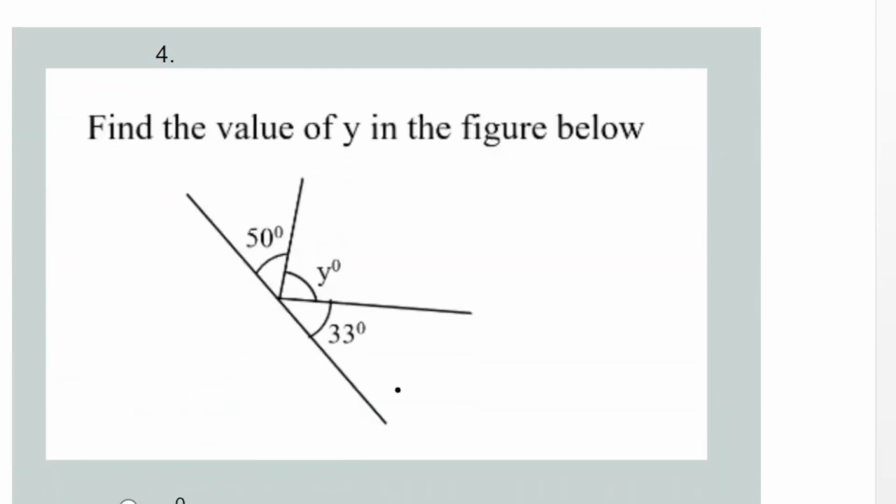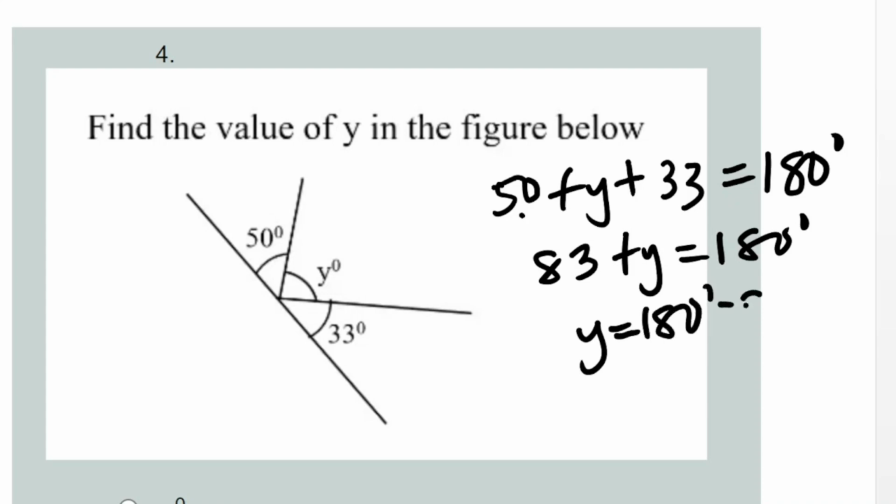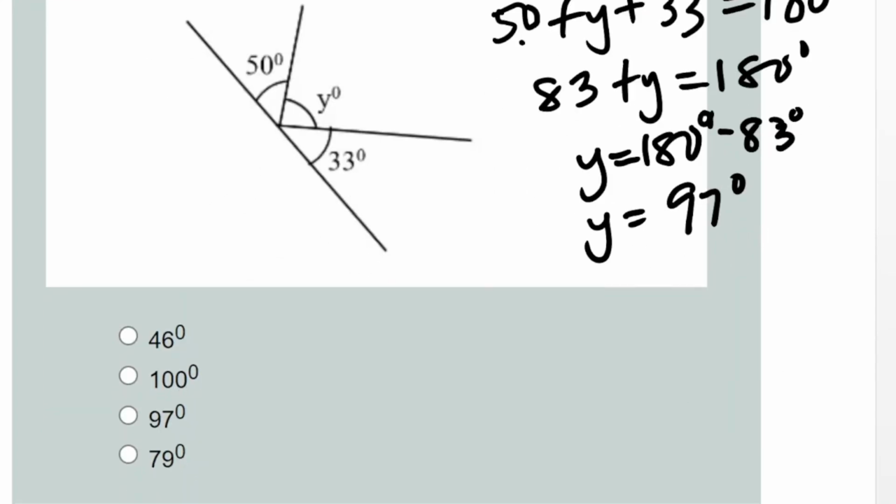So for question number four, find the value of y in the figure below. If you look at the angles here, the angles are on a straight line. So 50, y and 33 are on a straight line. The sum of angles on a straight line is 180 degrees. That means we have 50 plus y plus 33 equals 180 degrees. So 50 plus 33 is 83, plus y equals 180 degrees. So that means y equals 180 degrees minus 83 degrees. All right. So that gives us 97 degrees. I hope that is clear. So that is option C here.